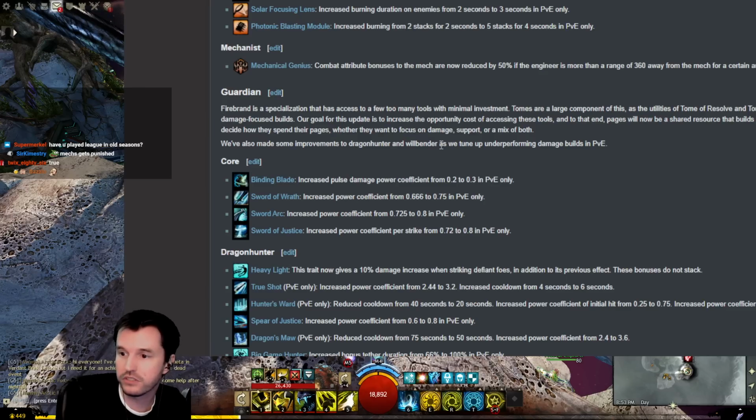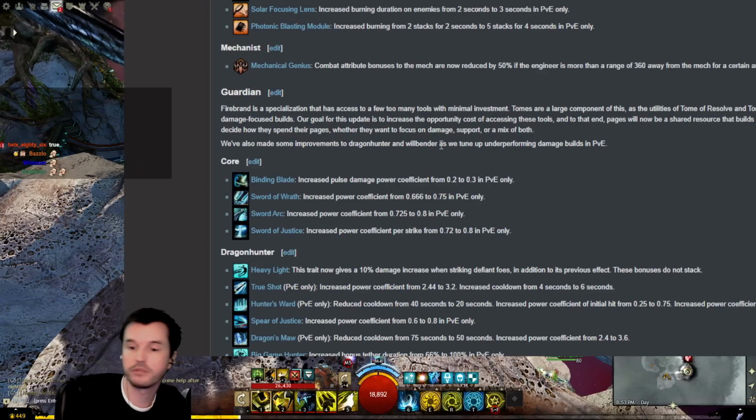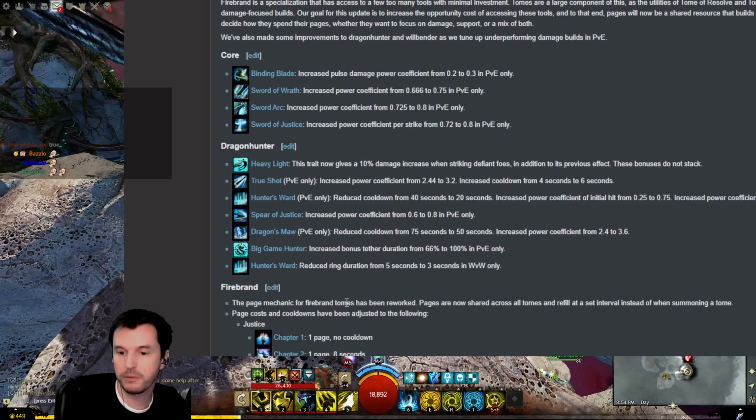Our goal is for this update to increase the opportunity cost of accessing these tools, and to that end, pages are now a shared resource that builds over time. The Firebrands will now need to more carefully decide how they spend their pages, whether they want to focus on damage, support, or a mix of both. We've also made improvements to other types of Guardians." We'll talk about the pages in a second.